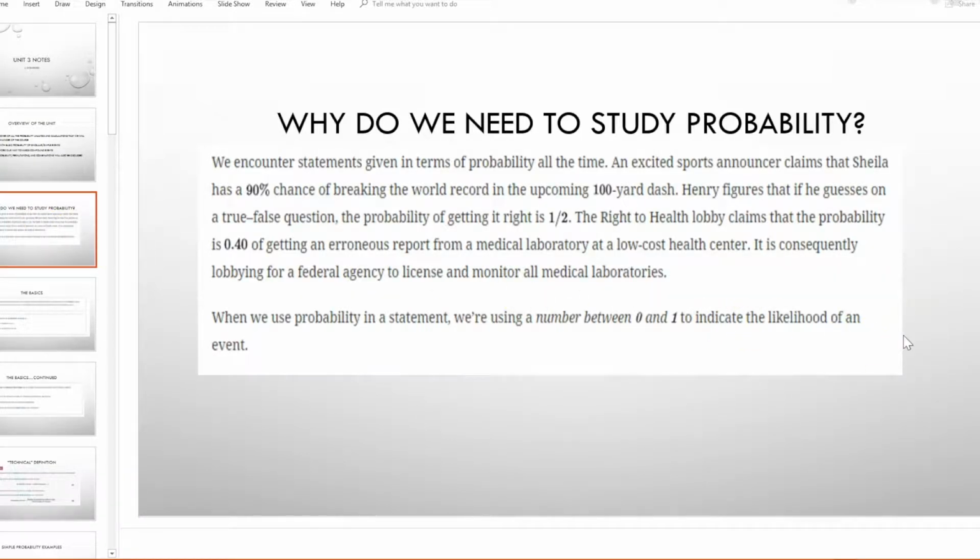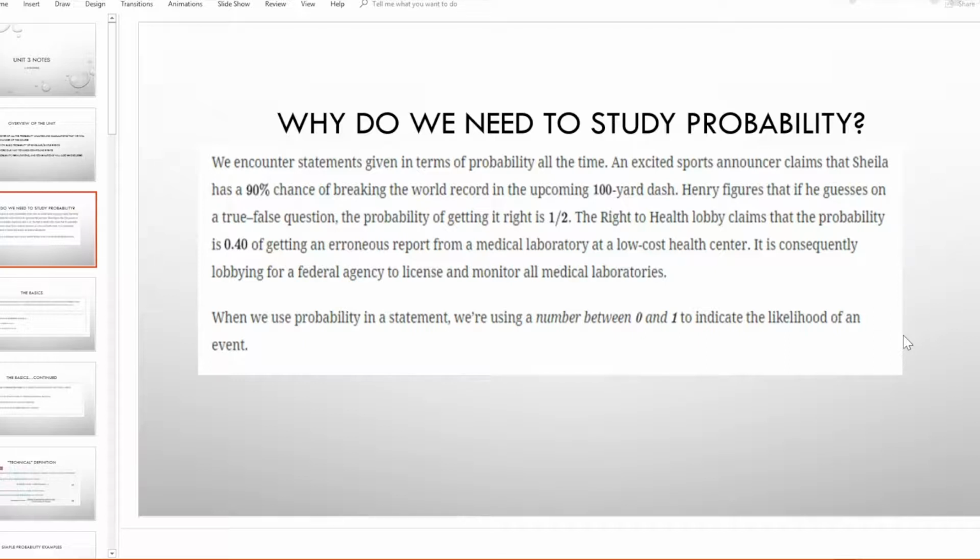Okay, so why do we need to study probability? We encounter statements given in terms of probability all the time. This is probably the most common math thing that you're going to come across in life, hearing about odds or likelihood. You're definitely going to see these probability statements much more often than you will, say, an algebra 1 equation or a triangle with the hypotenuse labeled in life.